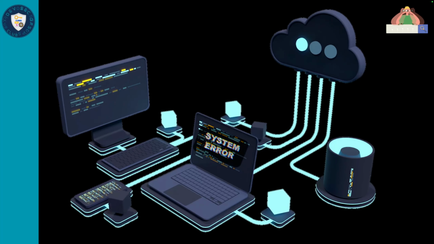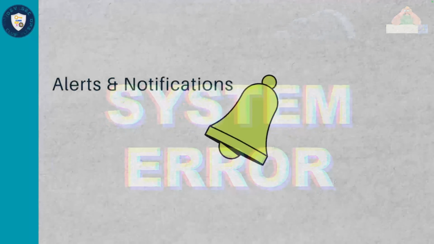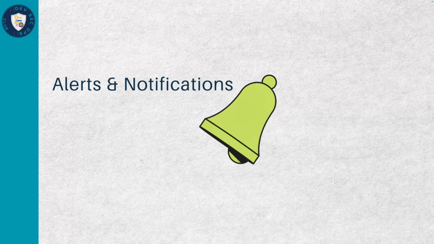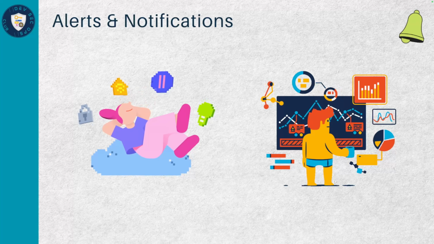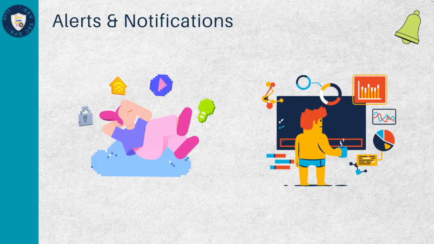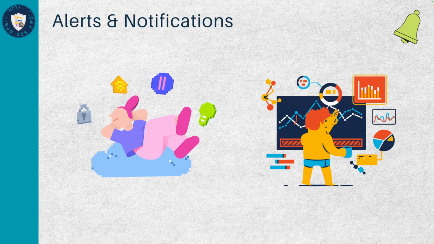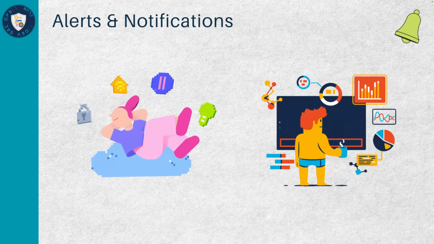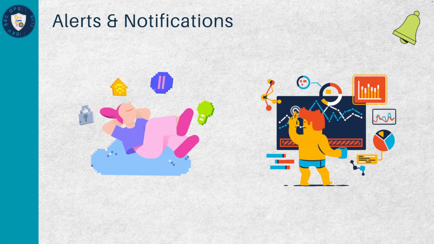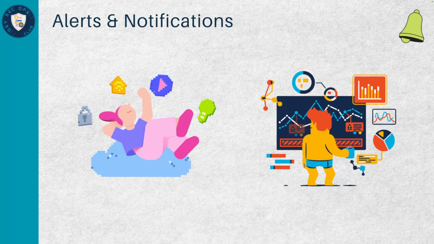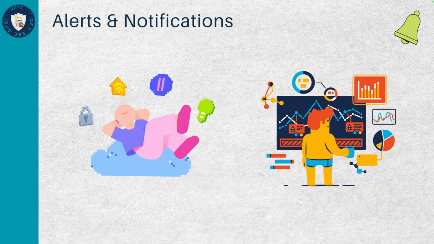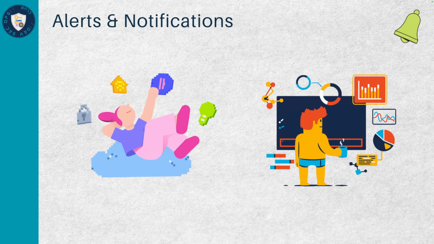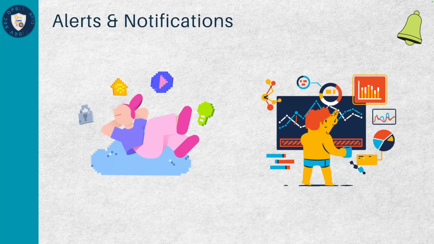But what if a problem occurs? That's where alerting comes in, and which is our next topic: alerts and notifications. Monitoring isn't just about collecting and visualizing data. It's about taking action when something goes wrong. If a system failure happens in the middle of the night without alerts and notifications, IT teams wouldn't know until a user reports an issue or operations come to a halt. That's why alerts and notifications are critical in proactive monitoring.